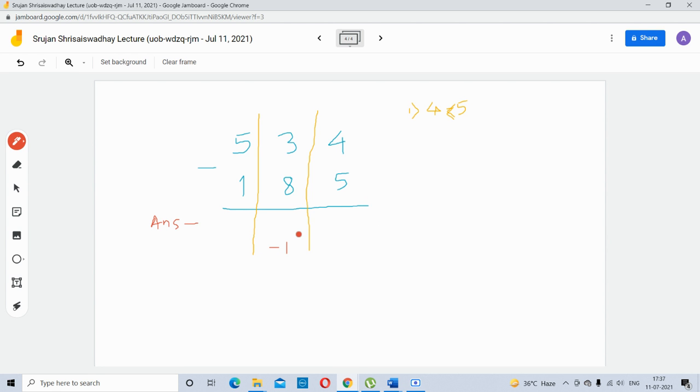One behind, one behind. I'm going to put a minus 1 over here. So 4 minus 4 is less than 5. So if the subtrahend is less than the minuend, then you are going to put a minus 1 over here. So how are we going to solve this one?